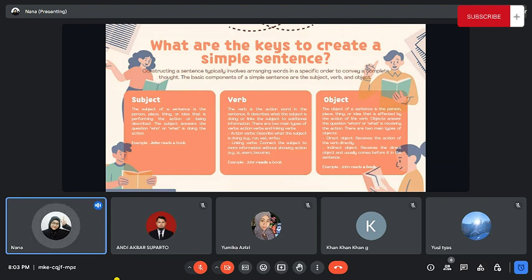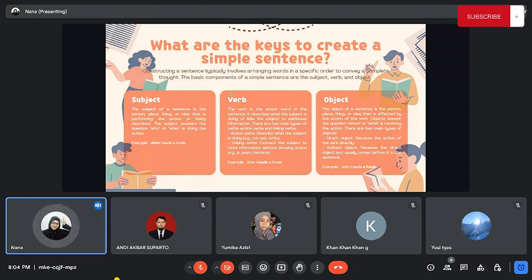Okay, first of all, what are the keys to create a simple sentence? The keys are having these three main points: subject, verb, and also object. So what is subject? The subject of a sentence is the person, place, thing, or idea that is performing the action or being described. The subject answers the question who or what is doing the action. For example, John reads a book, and John here is the subject.